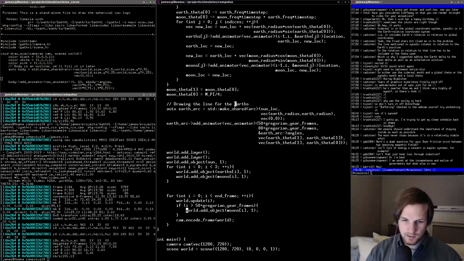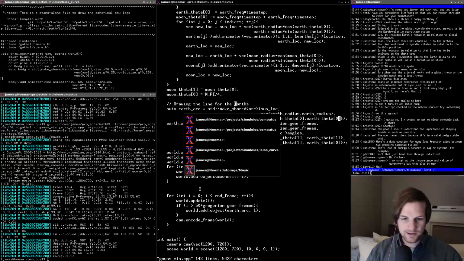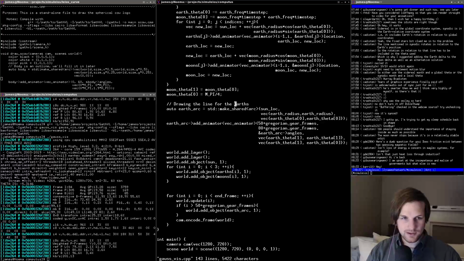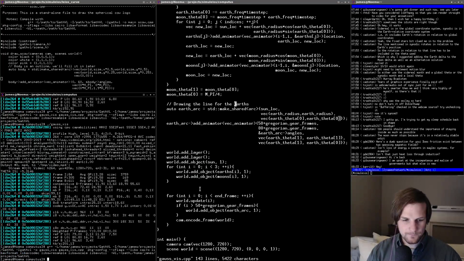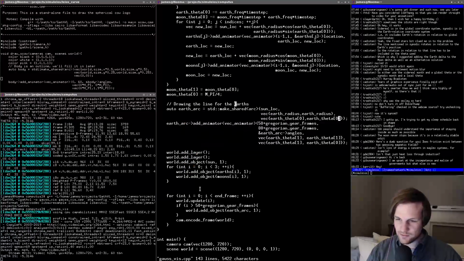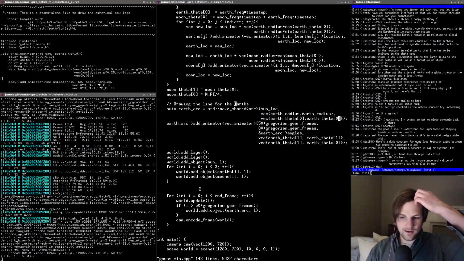Let's go here. And we're going to add, what object do I want to add? I want to add Earth arc. Something like that. And then the actual angle I want to give Earth arc is just from Earth. Ooh, let's spell Earth right. Earth theta 0. Earth theta 0. Okay. So one thing I've just realized with GaussVL, I think, is that we can only draw arcs one direction, but let's just see what happens. So G++, Gauss visualization. Take a look at the visualization after that, and we'll see what we have.